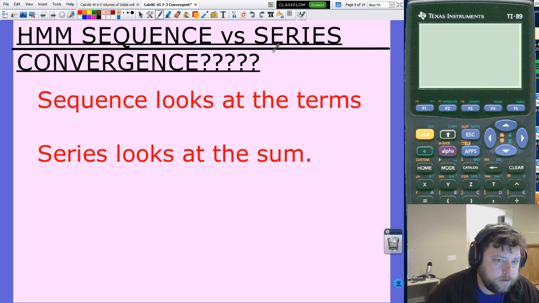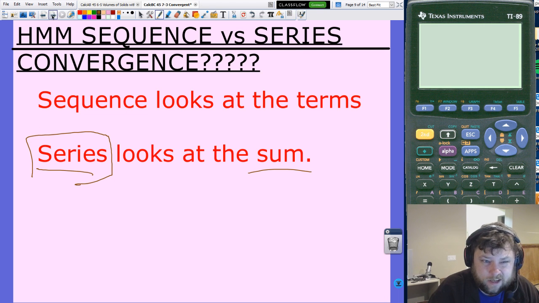Sequence versus series: how do you tell convergence? Like, I'm getting confused now. Well, with a sequence, you look at the terms, and you're looking at the last term as it goes to infinity. And with a series, you're looking at the sum of the terms. So series is sum, sequence is just the terms. I think a lot of times we're actually going to be doing series in this class, not sequences.